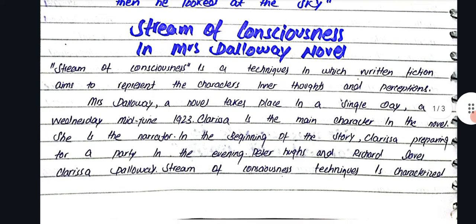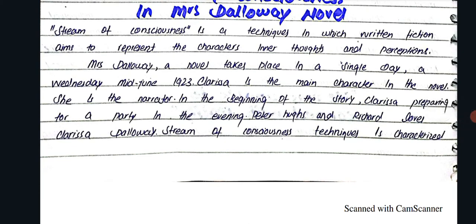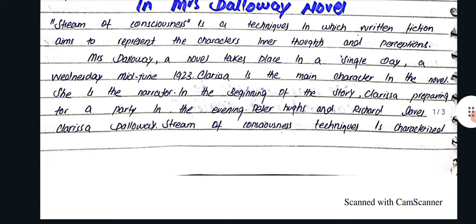Stream of consciousness in Mrs. Dalloway. Stream of consciousness is the technique in which written fiction aims to represent the character's inner thoughts and perception. Mrs. Dalloway, a novel, takes place in a single day, a Wednesday in mid-June 1923.